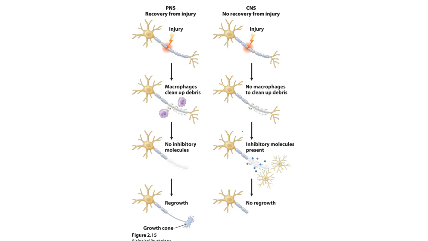But first, there's a clear difference between the peripheral nervous system and central nervous system in terms of recovery from injury. When you cut a nerve in the peripheral nervous system, it's able to regenerate and regrow. This is in contrast to injuring the central nervous system. If you break axons or have an axon tear in the central nervous system, there's absolutely no regrowth or recovery.